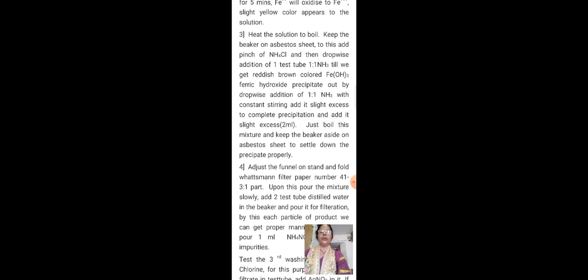Add 3 ml of concentrated nitric acid and boil the solution for 5 minutes. In this step, Fe2+ oxidizes to Fe3+, which is indicated by a slight yellow color appearing in the solution. Afterwards, heat the solution to boil and keep the beaker on an asbestos sheet.